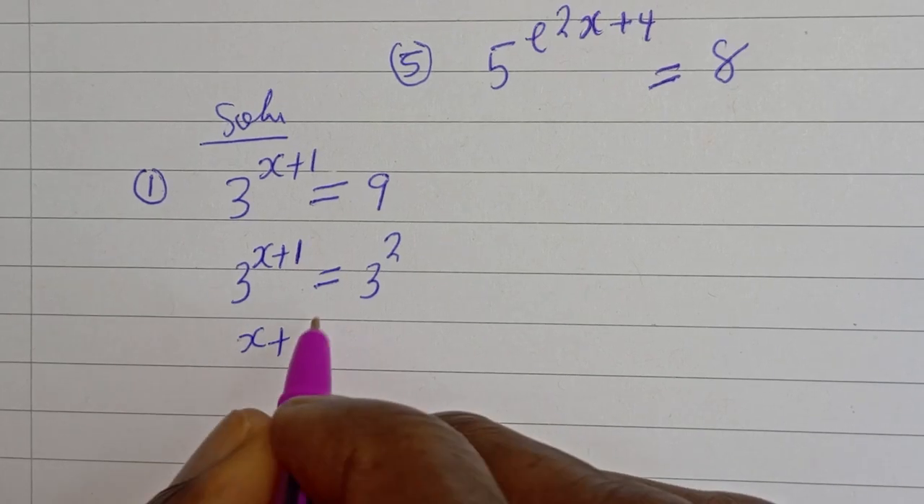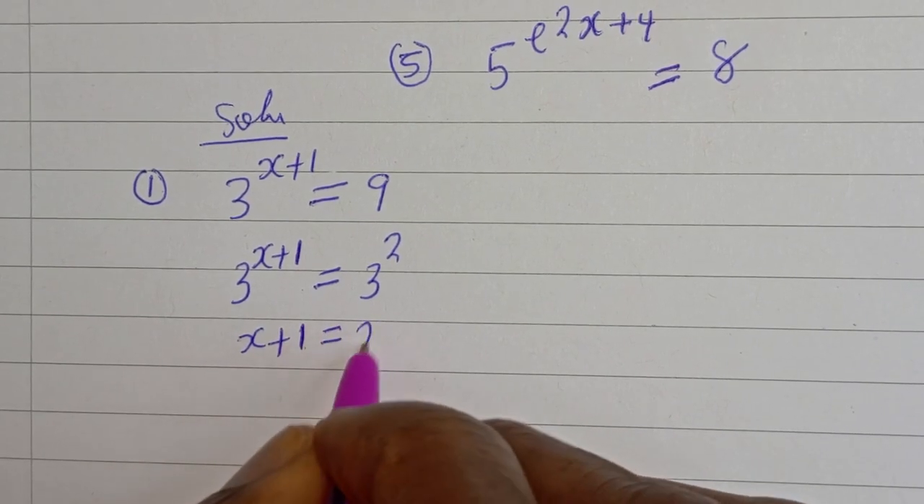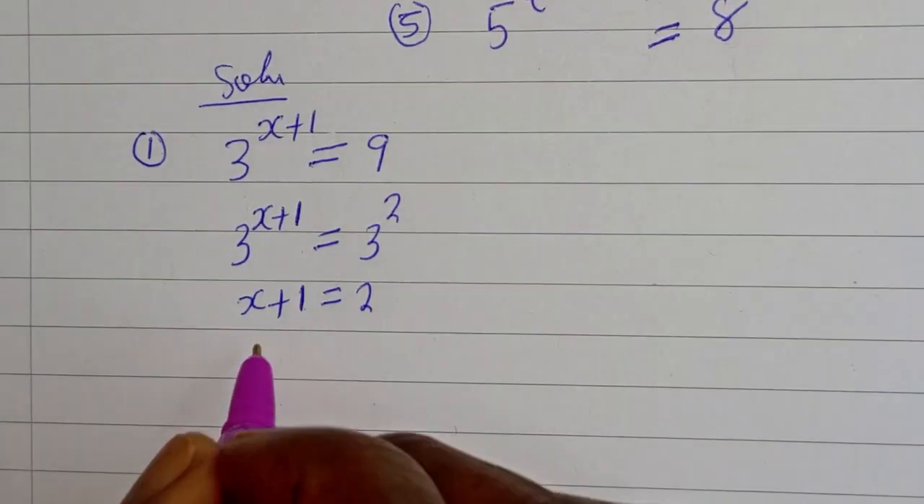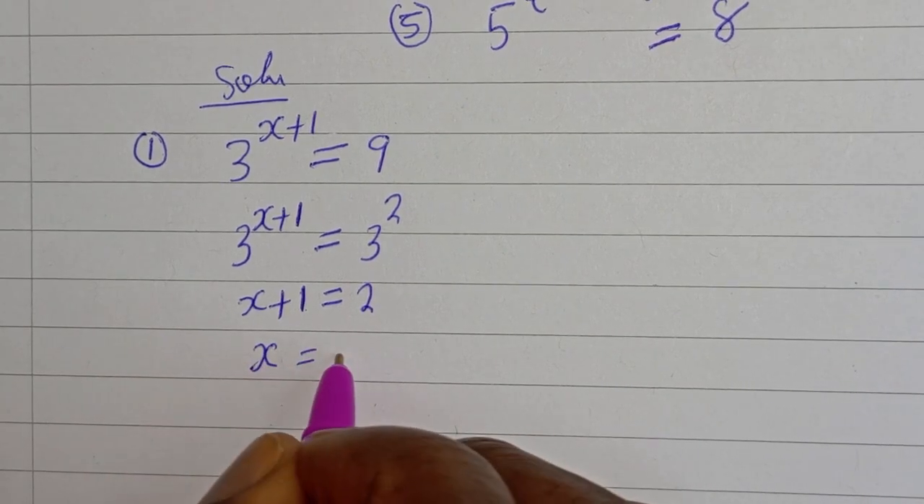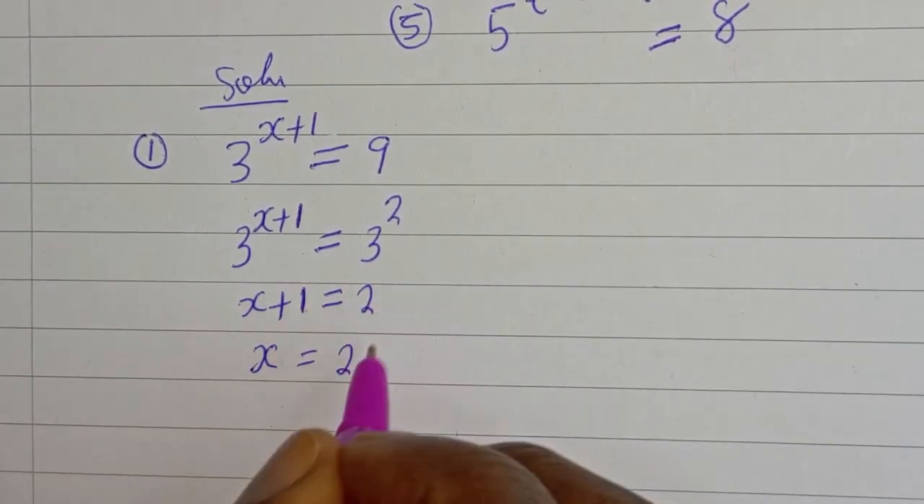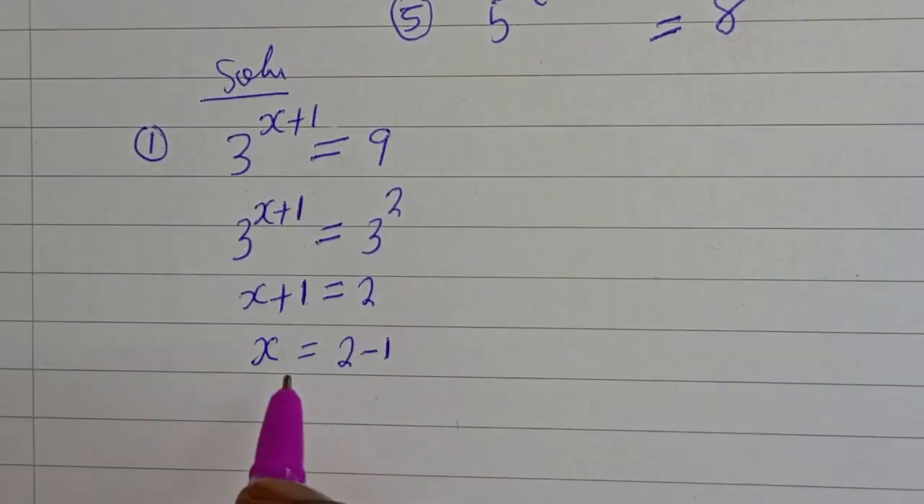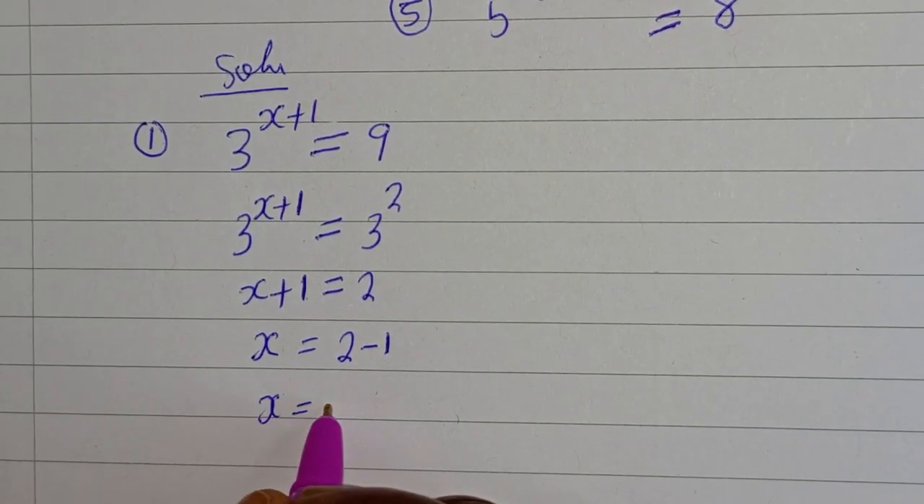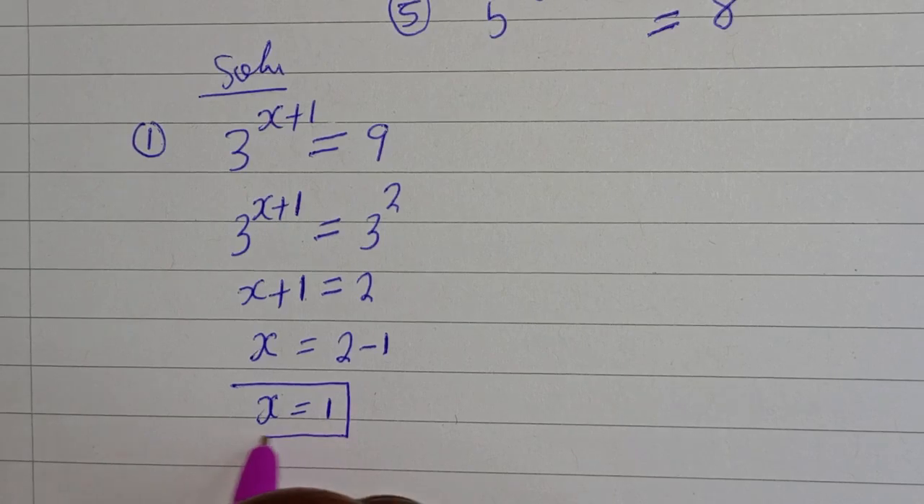s plus 1 is equal to 2. If you take this 1 to this side, it becomes minus 1. So s is equal to 1. This is the final answer.